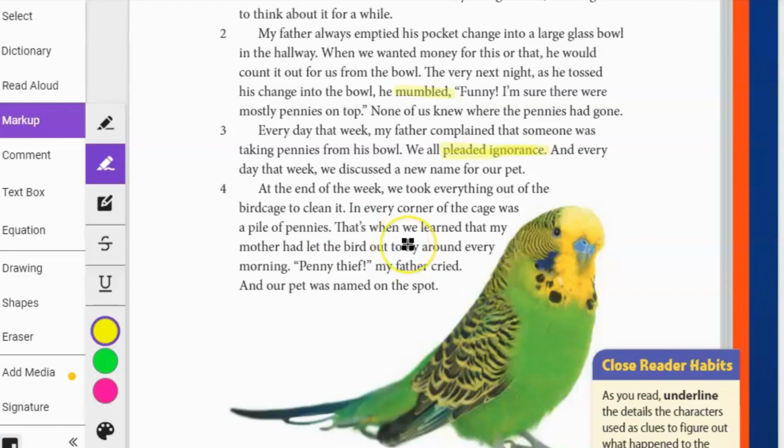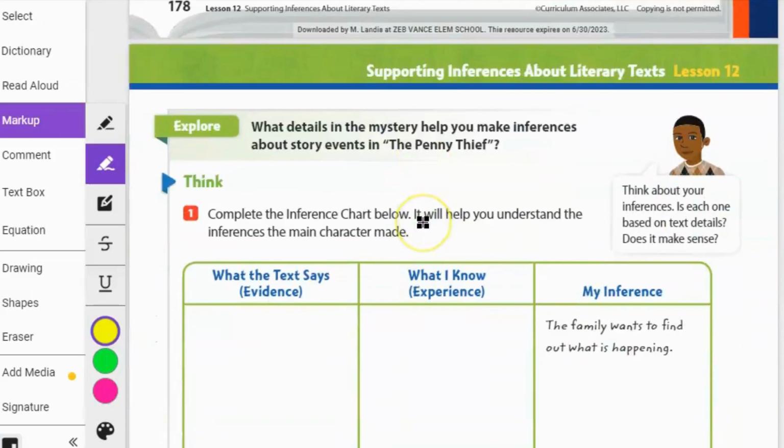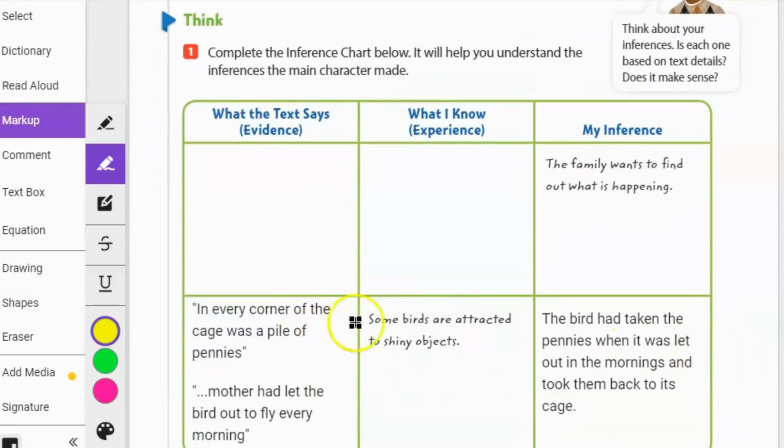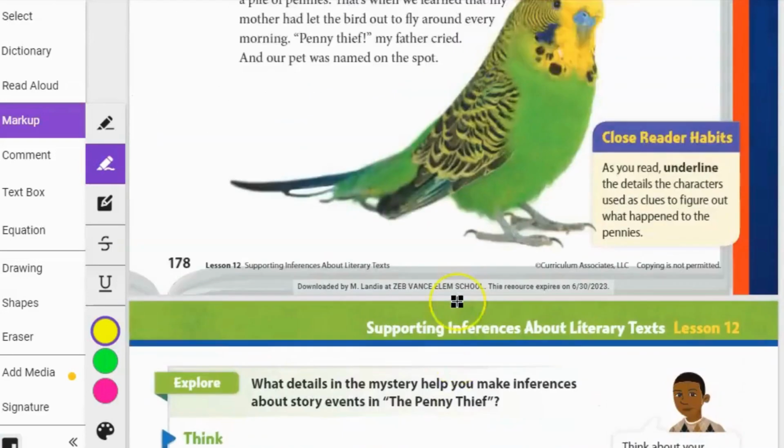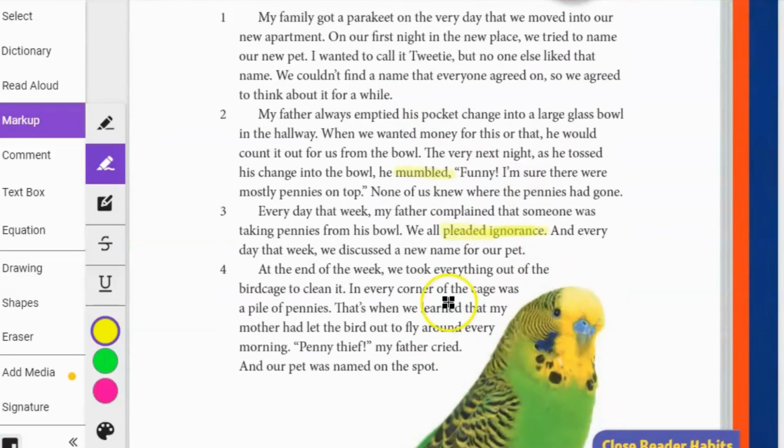Now, students, we would go ahead and scroll down to our graphic organizer. We are going to be working on this section since the inference was already given here, and we'll come back around to this part. So let's start right here. What we know so far, what was given to us, is that some birds are attracted to shiny objects. And this is what we know based on experiences and our background knowledge. So we then would have to go to the text to find evidence that would support that.